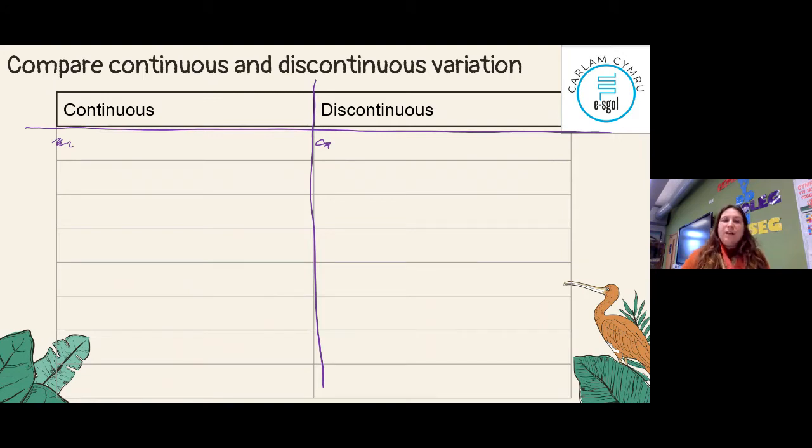So what I'd like you to do now is compare continuous and discontinuous variation. I'm going to wait a few seconds and then I'm going to put up a little bit of help in case you're a little bit lost. I'll let you know when I'm going to do that so that you can pause the video if you don't want any additional help. Okay, I'm going to put up some additional help to help get you thinking.